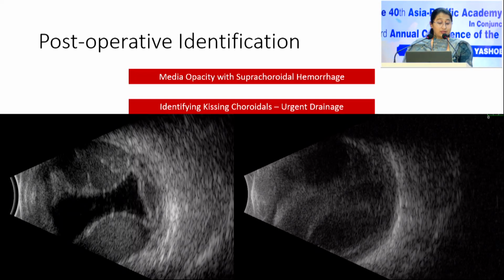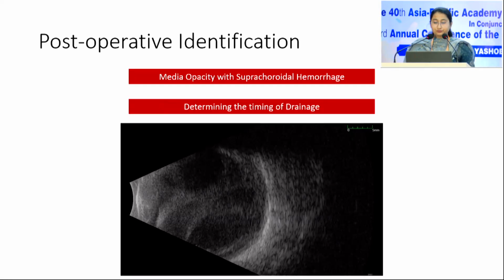On the right hand side of the image, you can see that there are choroidal mounds, but because they are not opposed to each other, or there is no retinal apposition, we can wait and watch and go for conservative management in these patients. Whereas on the left hand side, you can see there are two mounds with vitreous hemorrhage in the vitreous cavity, and they appear to be opposed together, or what we call kissing choroidals, which require immediate intervention.